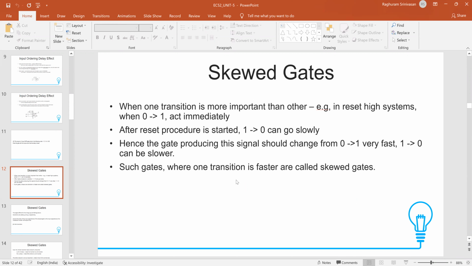But once the signal goes from 1 to 0, 0 to 1 transition should happen very quickly because it's a very important signal. But 1 to 0 is not so important because there will be many other things that are happening in parallel at that time. So in those particular cases, we can try to optimize the performance. That is, the 0 to 1 transition should be very fast, 1 to 0 transition not so fast. That is the idea behind these skewed gates.